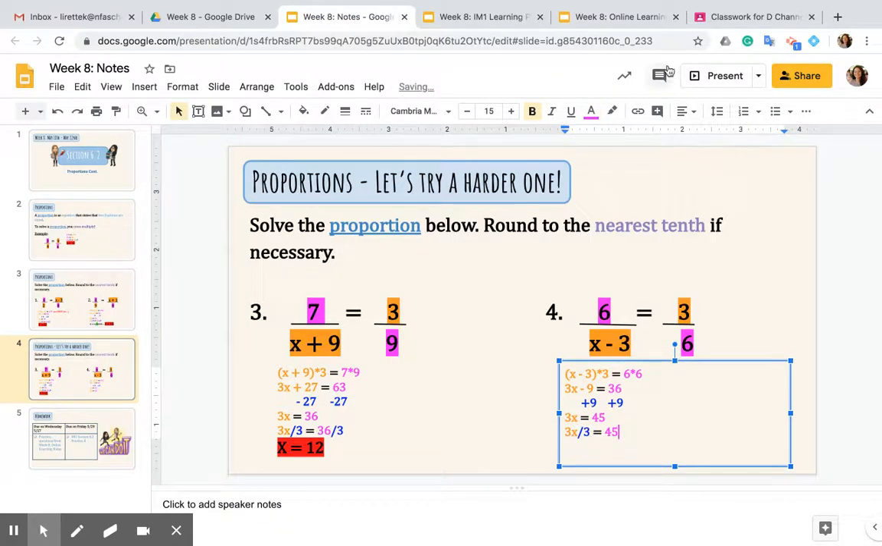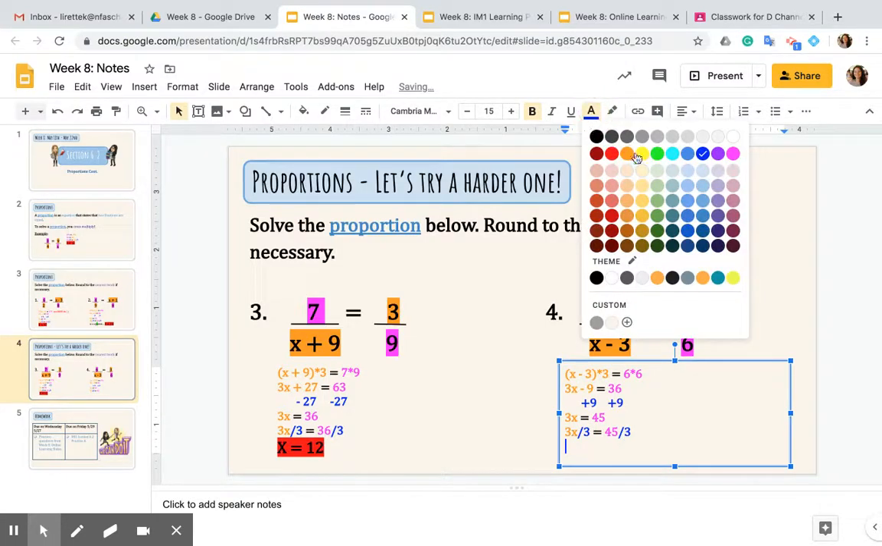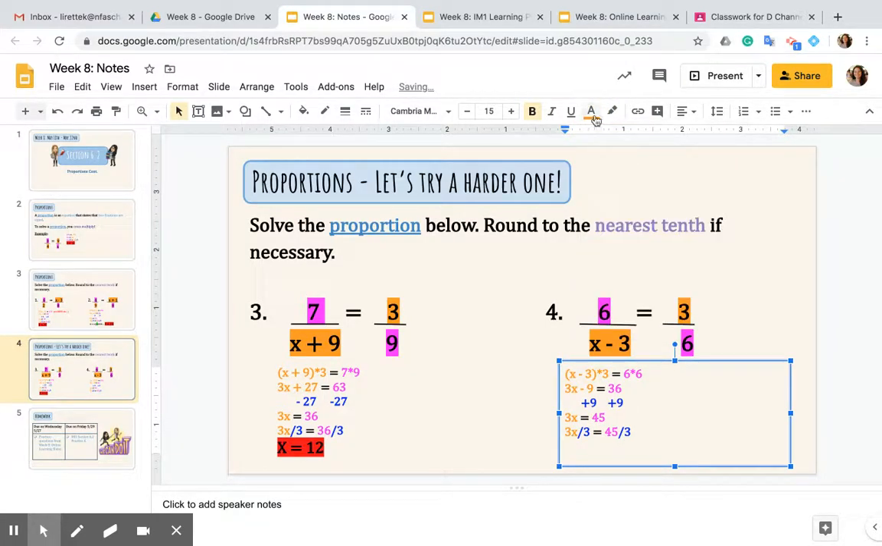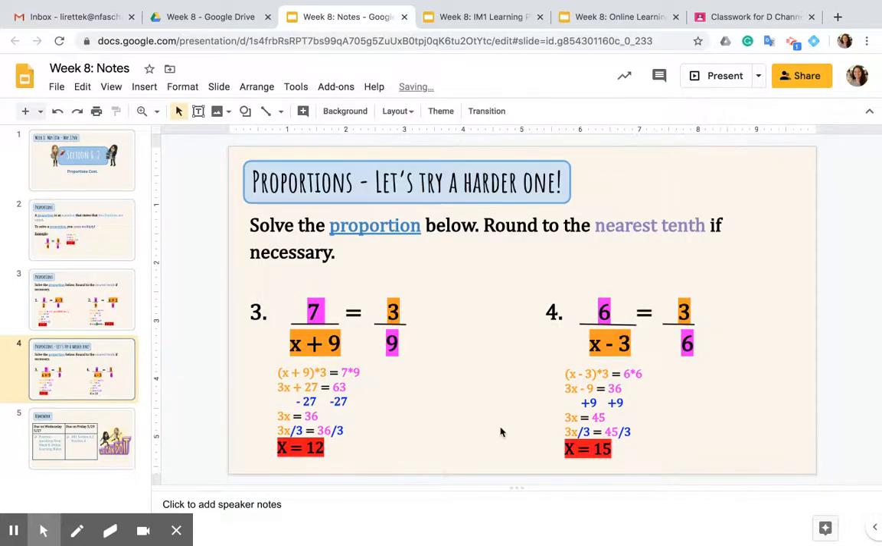Divide this side by 3. Divide this side by 3. And now x should be alone. 45 divided by 3 is going to give me 15. I didn't have to round that one. And there's my final answer.